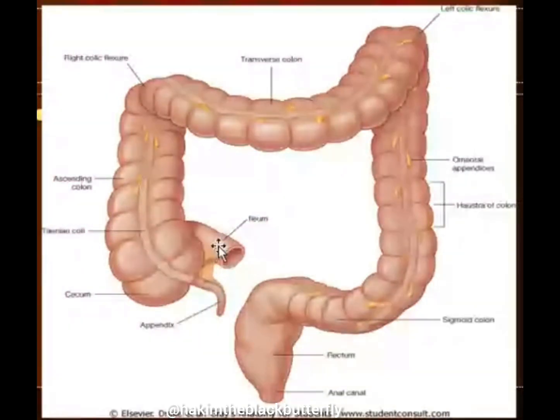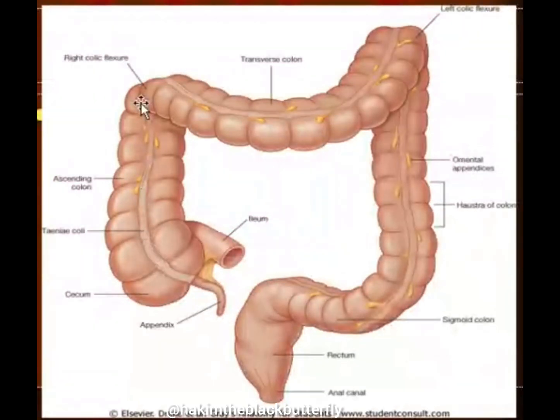Remember last time we looked at the small intestines and we said that the ileum is the last part of the small intestines and joins the first part of the large intestines, known as the cecum, at the ileocecal junction. So that is our cecum. Attached to it is the vermiform, worm-like appendix. After the cecum, we go to the ascending colon.